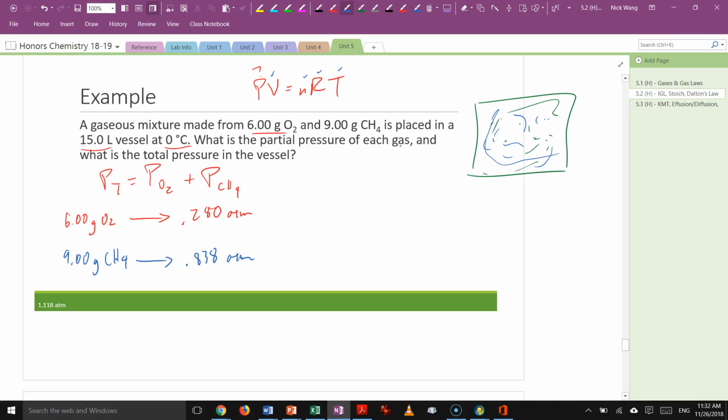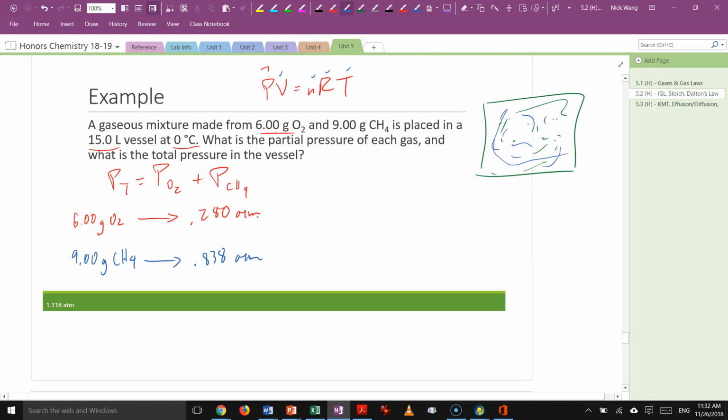So now I have the pressure of O2 and the pressure of CH4, and so the question is, what's the partial pressure of each gas? Well, the partial pressure of O2 is 0.280 atmospheres. The partial pressure of CH4 is 0.838. And so let's go ahead and finish the final question here. What's the total pressure? So the total pressure is equal to 0.280 atmospheres plus 0.838 atmospheres, and that should equal 1.118 atmospheres total.